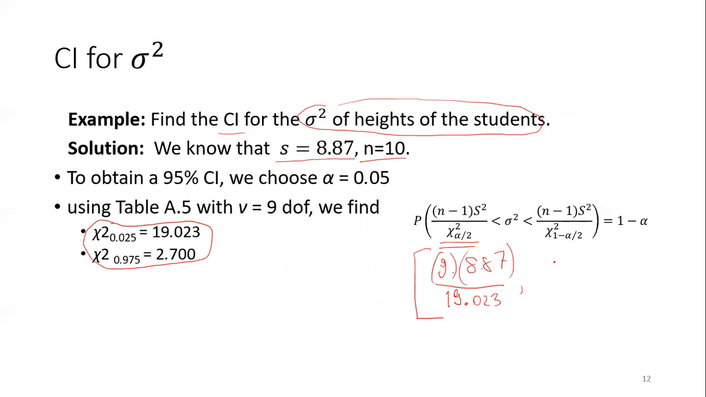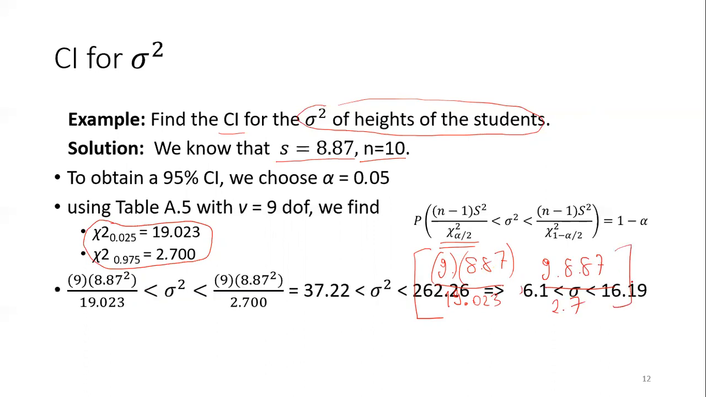So this is my confidence interval. 9 times again 8.87 divided by, the only difference is the chi-square random variable. So it turns out that, look at this one, sigma is between almost 6 and almost 16. So this is the 95% confidence interval for the standard deviation of the heights of the students in this university.